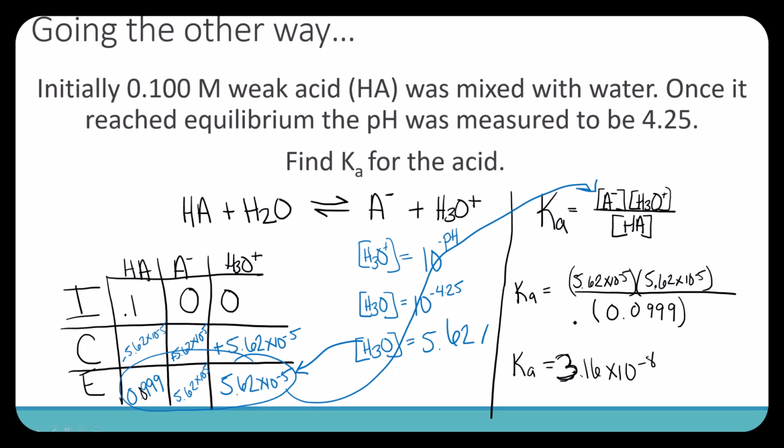So to summarize this problem, we're asked to solve for Ka, so we must be able to fill in that Ka equation with all numbers, which means we have to fill our ICE table in with actual numbers. If we're given the pH, we can determine the hydronium concentration and therefore determine the change, which allows us to fill in this table with numbers.